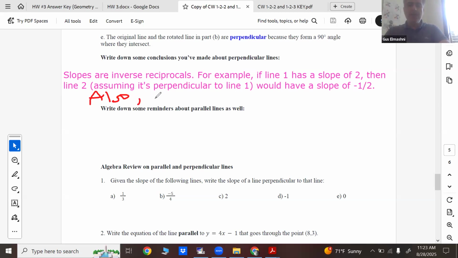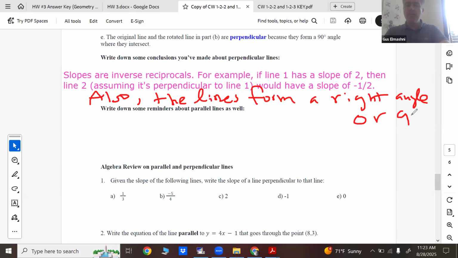Also, the lines form what kind of angle? Yeah, the lines form a right angle, or 90 degrees.